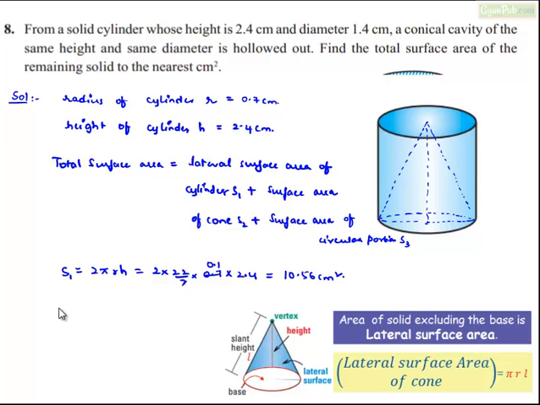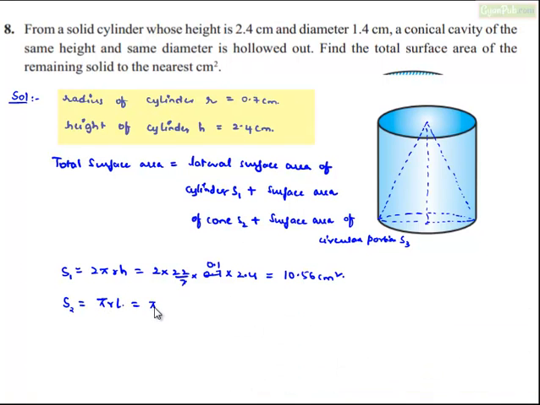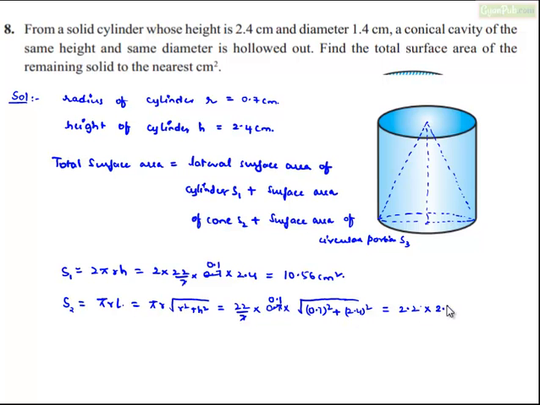centimeter square. Now the surface area of cone S2 is equal to pi R L, where L is the slant height here, that is equal to pi R into square root of radius square plus height square, which is equal to pi value is 22 by 7 times R value is 0.7 times square root of 0.7 whole square plus 2.4 whole square, which is equal to, here 7 goes in 0.7, 0.1 times. So 22 times 0.1 is 2.2 times square root of 0.7 whole square plus 2.4 whole square is 2.5, which is equal to 2.2 times 2.5 is 5.5 centimeter square.